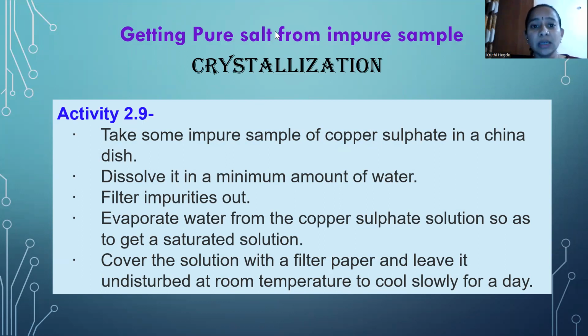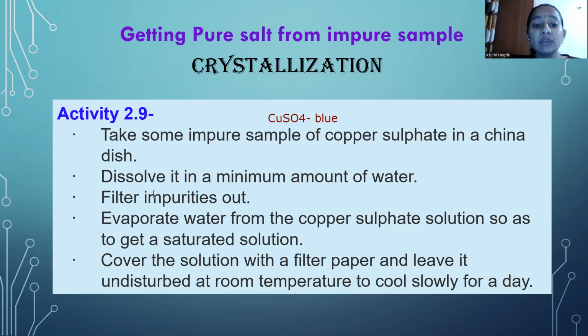Copper sulfate is CuSO4, which is actually a blue color crystal. So these copper sulfate crystals are taken, some sample which is impure, and it is taken in a china dish and dissolved in the minimum amount of water. We have to dissolve it in very little water.